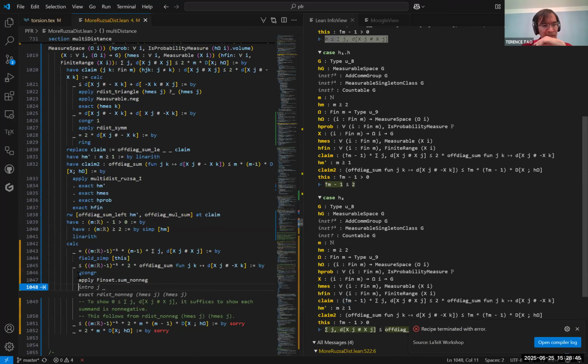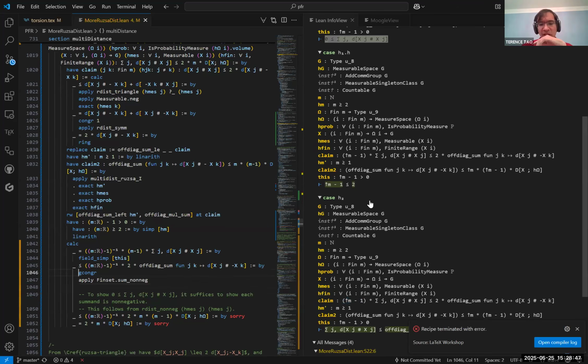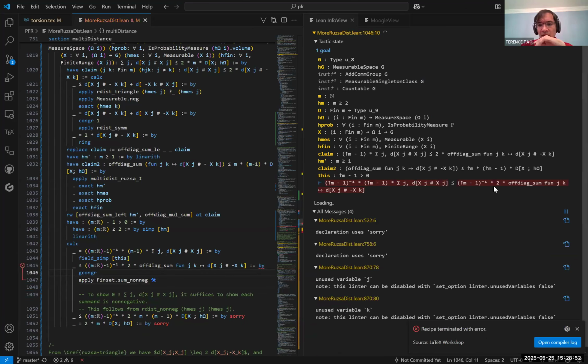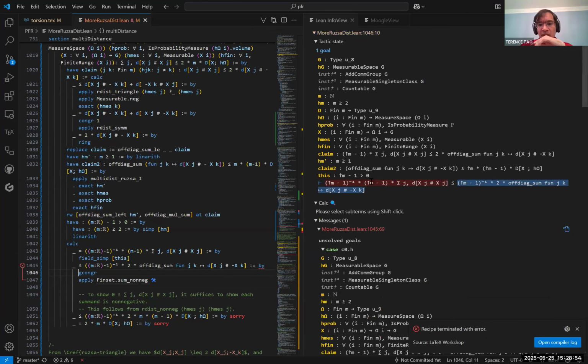Wait. Actually, some bad things are happening here. This is not what I want at all. Oh, it's congruencing too much. It's trying to make m minus 1 bounded by 2. Okay, I should not use gcongr here.